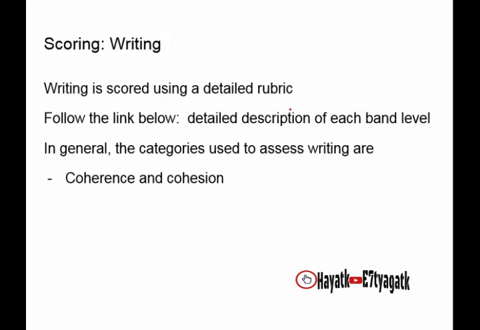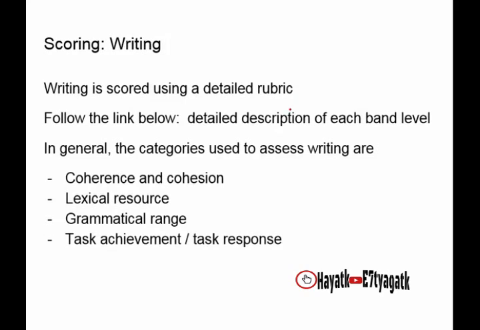And cohesion is about how you use words like pronouns, or transition words like for example, for instance, things like that, to hold your writing together. Lexical resource is a fancy way of saying that you have a really good vocabulary and you show your vocabulary knowledge in your writing. Grammatical range means that you use a variety of structures and you use them accurately when you write.